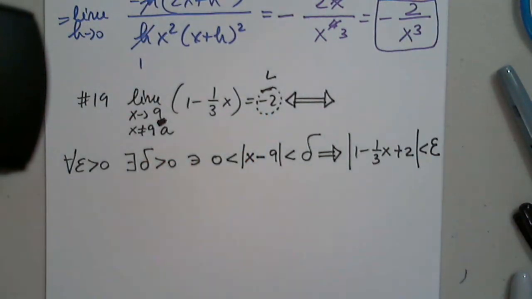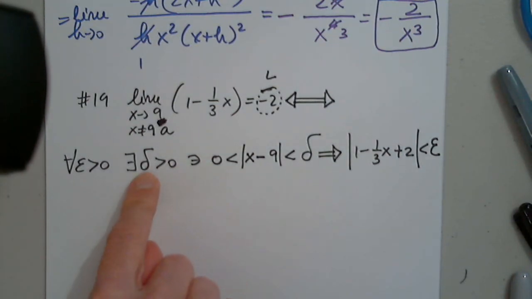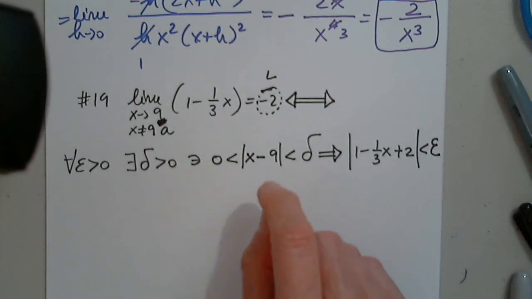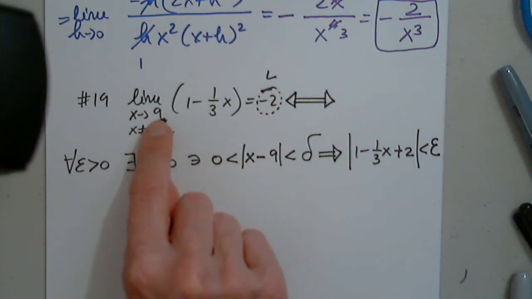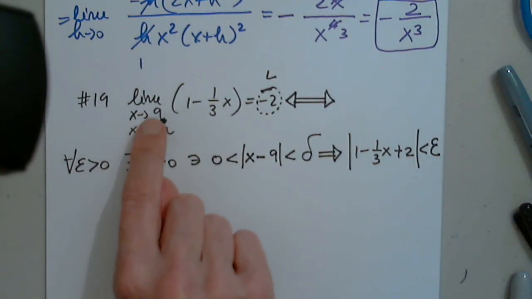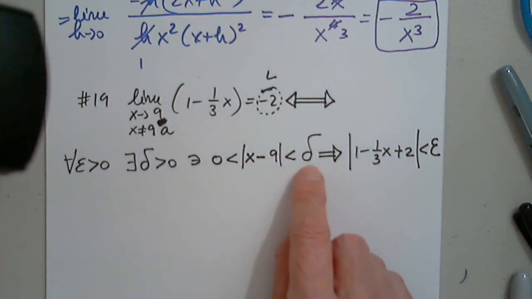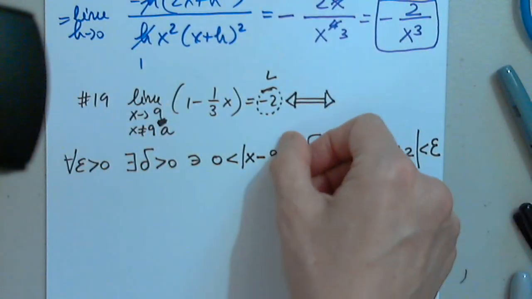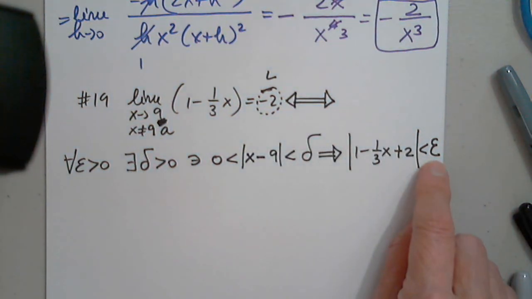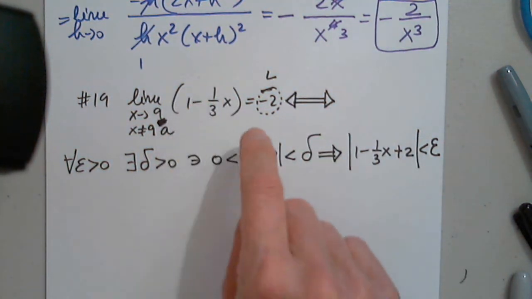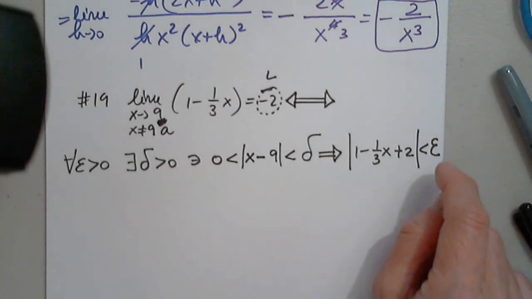It's -2. For every epsilon positive, there exists a corresponding delta positive such that when I pick x close to 9, why 9? This is a, close to 9. X approaches 9, x is close to 9. When I pick x so that the distance between x and 9 is smaller than delta, the distance between f of this x and the limit, f of x minus -2, will be less than epsilon.